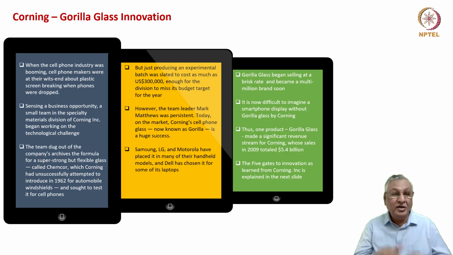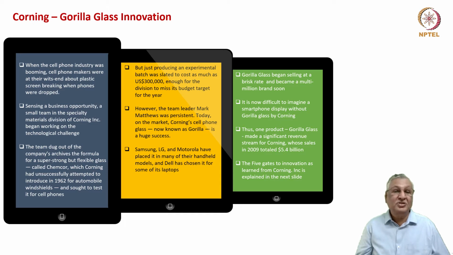That is, they are not going to add anything beyond, but the glass itself will be made sturdier. The team dug out of the company's archives the formula for a super strong but flexible glass called Chemcor, which Corning had unsuccessfully attempted to introduce in 1962 for automobile windshields, and sought to test this for cell phones. But just producing an experimental batch was slated to cost as much as $300,000 at that time, enough for the division to miss the budget target for the year.